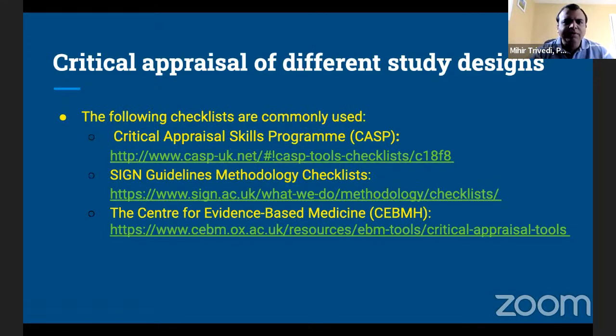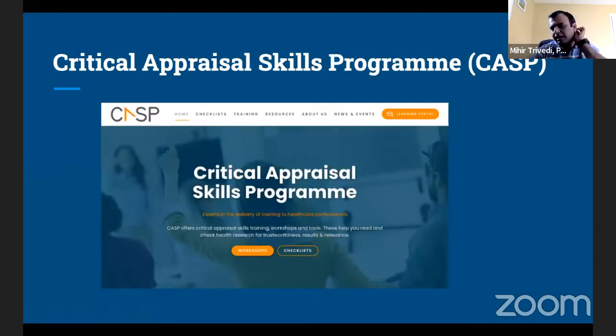There are the following checklists which are commonly used. The Critical Appraisal Skills Programme, CASP, which we're going to talk about in detail. Then there is another one called the SIGN Guidelines Methodology Checklist. The Centre for Evidence-Based Medicine as well. So, the Critical Appraisal Skills Programme, CASP. The web page looks like this, and I'm going to get into the web page so we can talk more in detail about it. But before we get into that, let's see what CASP is.